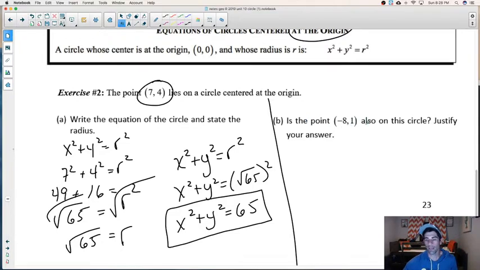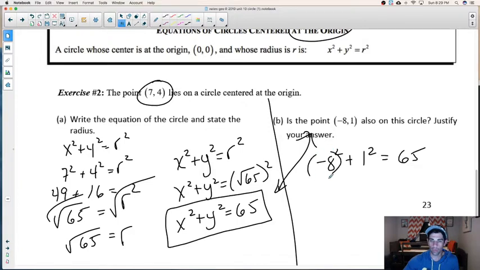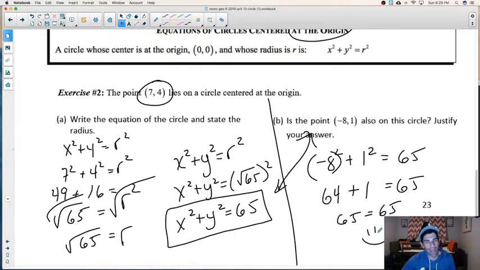So now, do what we did before. Is the point (-8, 1) also on the circle? Well, let's figure it out. Is (-8) squared plus 1 squared equal to 65? Oh, if I don't put that in parentheses, I get the whole thing wrong. So (-8) squared is 64. 1 squared is 1. 64 plus 1 is 65. And since they are equal to each other, yes, I'm happy to report that (-8, 1) is on the circle.